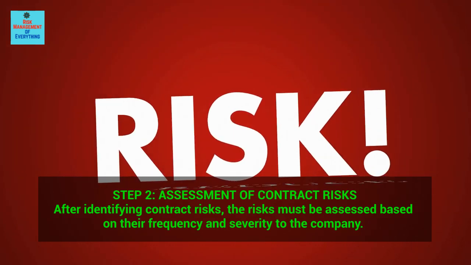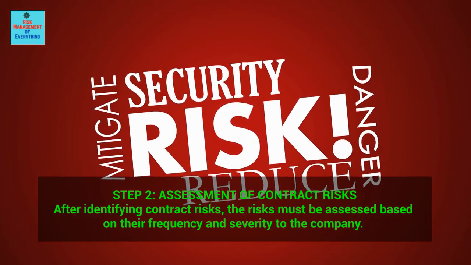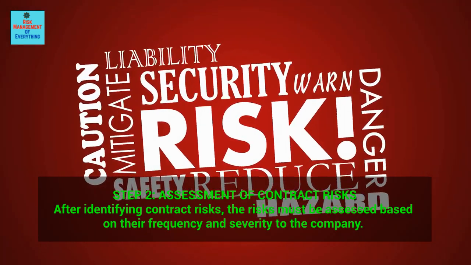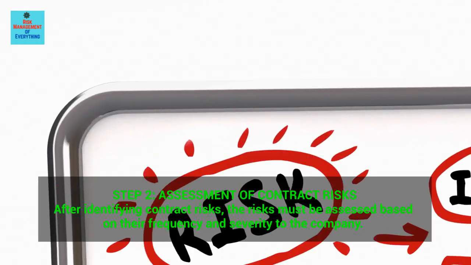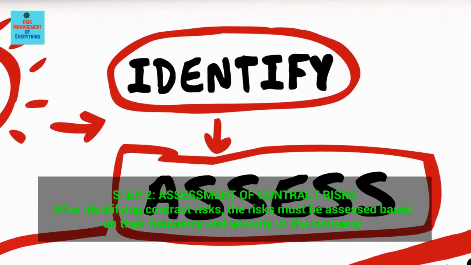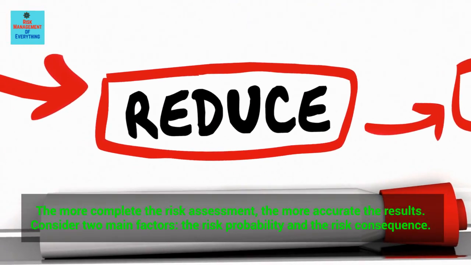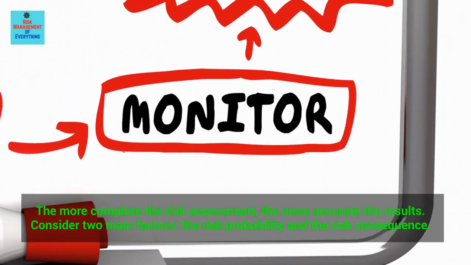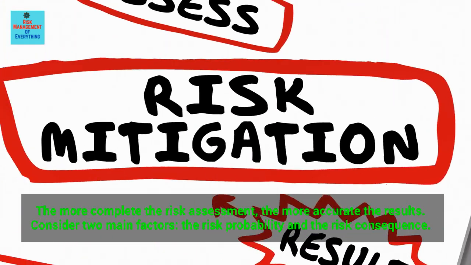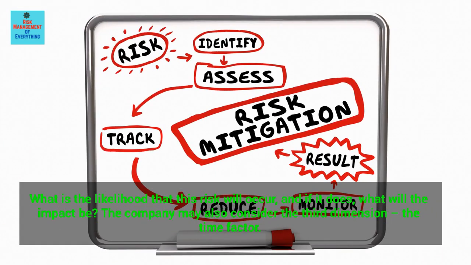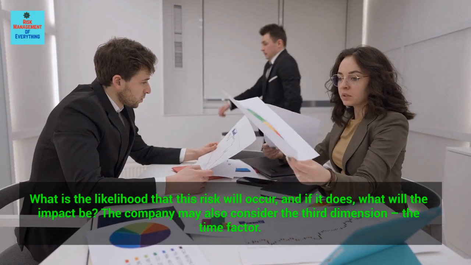Step 2. Assessment of contract risks. After identifying contract risks, the risks must be assessed based on their frequency and severity to the company. The more complete the risk assessment, the more accurate the results. Consider two main factors, the risk probability and the risk consequence. What is the likelihood that this risk will occur, and if it does, what will the impact be?